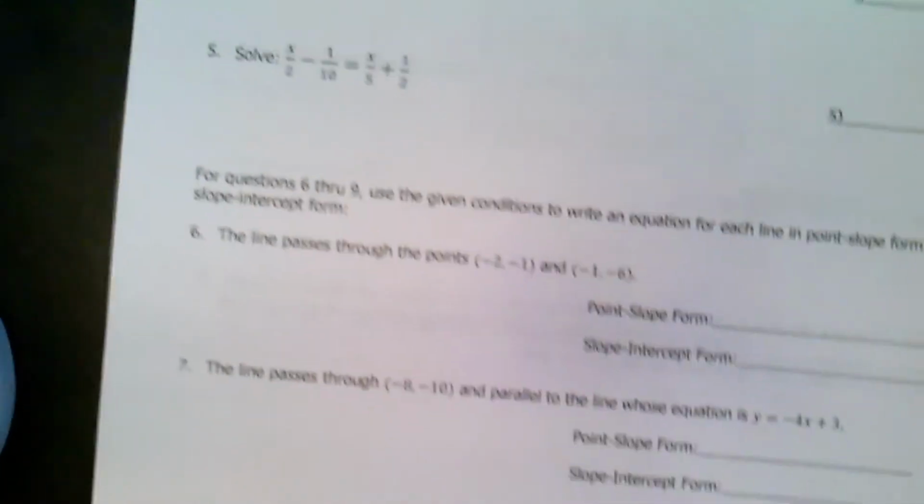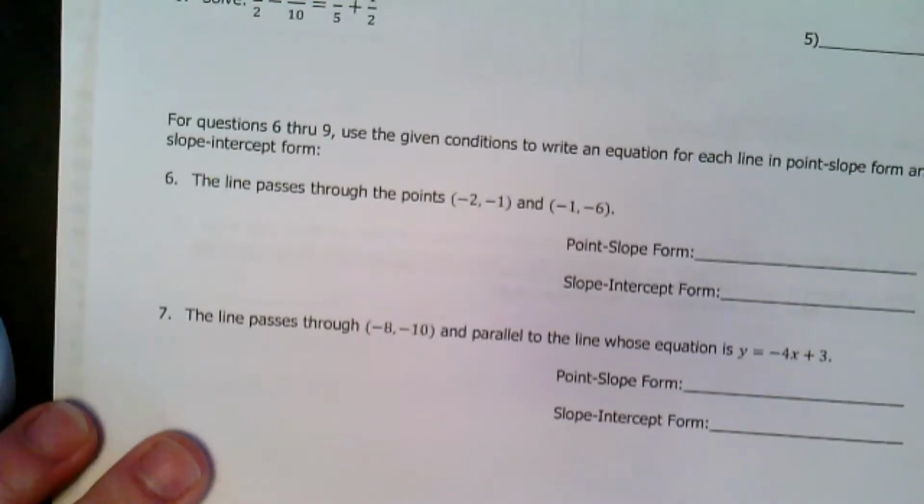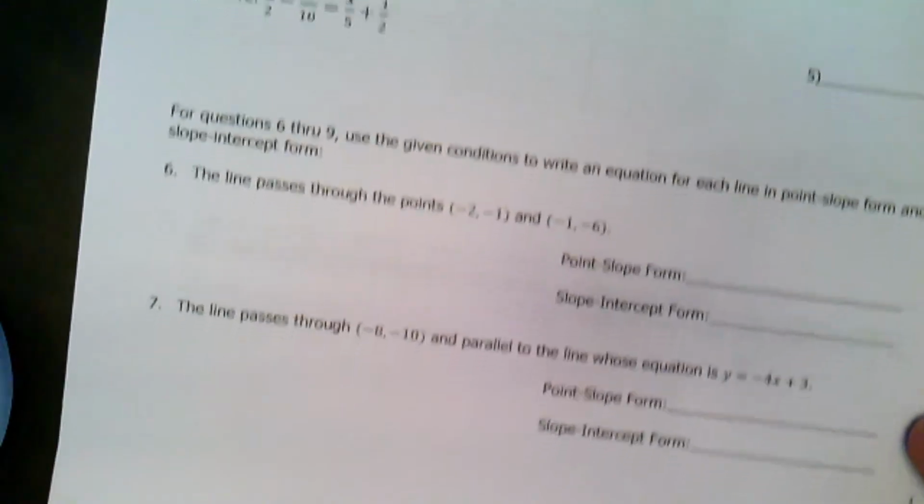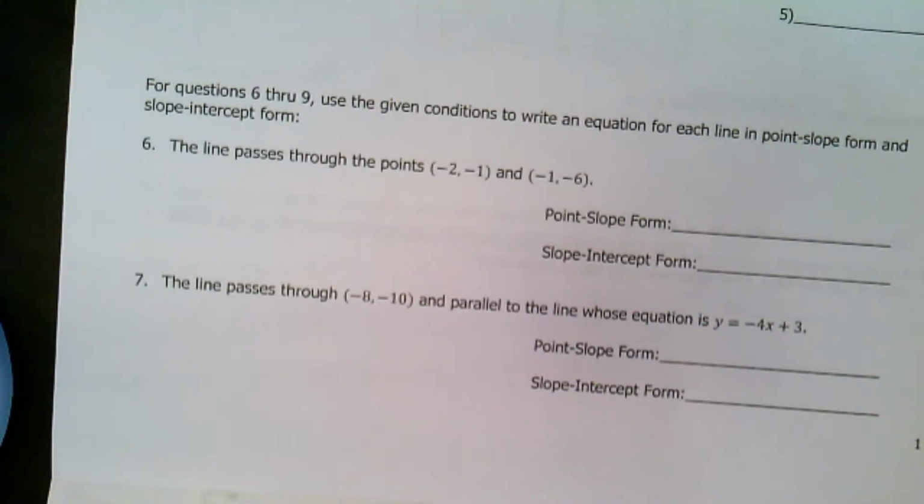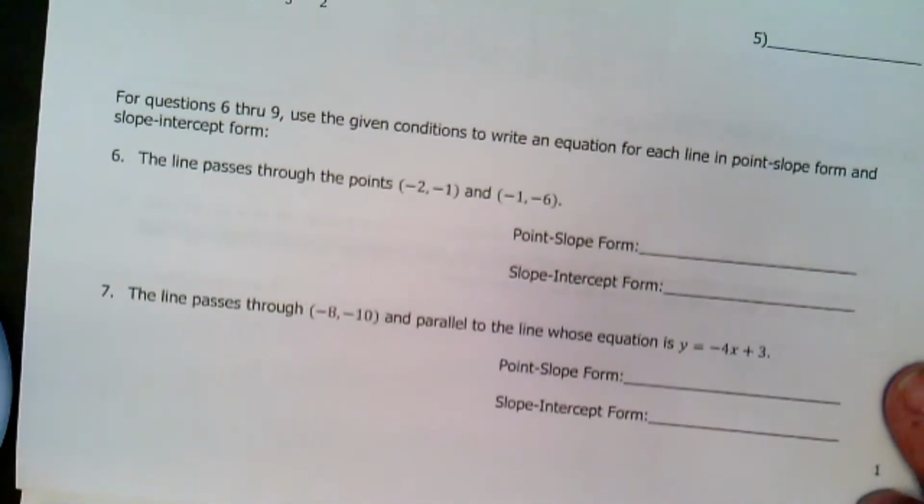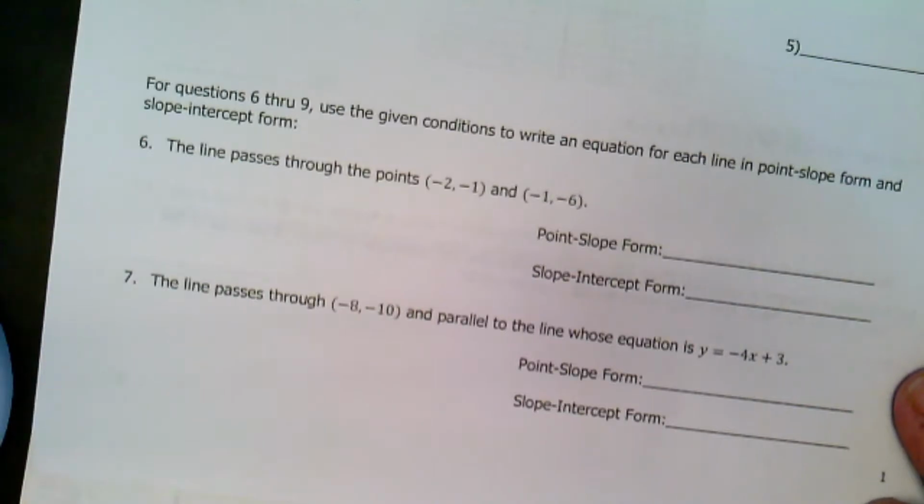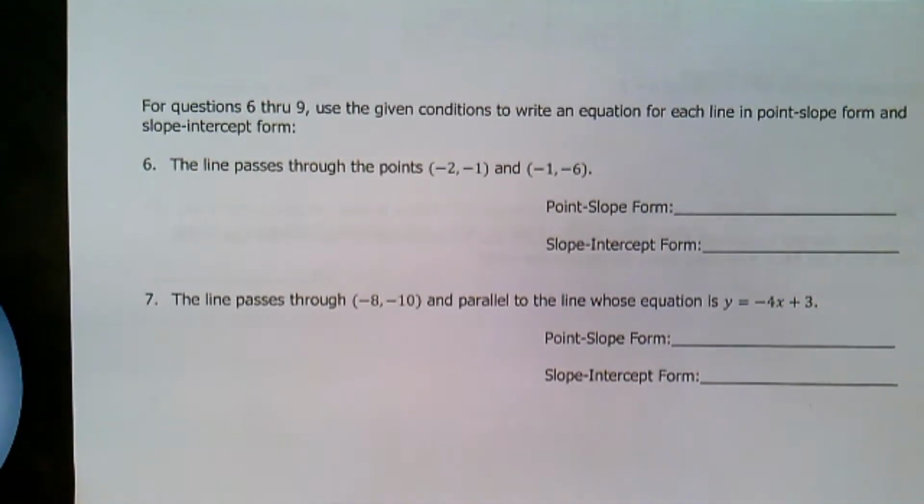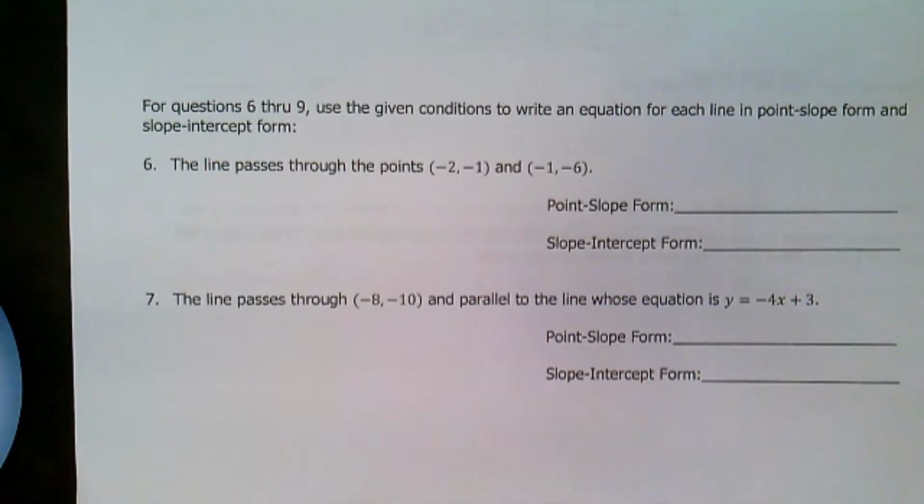Alright, number 6. For question 6 through 9, use the given conditions to write an equation for each line in point slope form and slope intercept form. So remember, for point slope form you have to have a point and you have to have the slope. So they should always give you a point, and sometimes you have to find the slope.